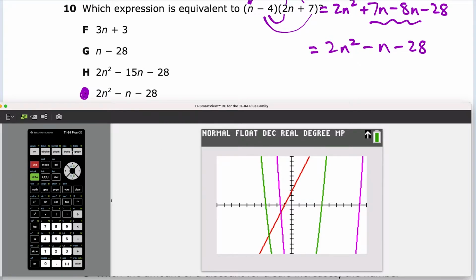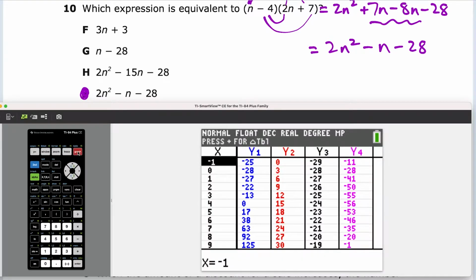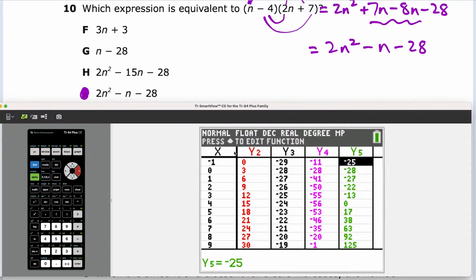Another way to see this here, we go to the table, we press second graph, and if we look, y1, we have -25, -28, -27, and so far nothing matches it except when we get to y5, -25, -28, -27, the values do in fact match. So this is definitely the correct answer choice.